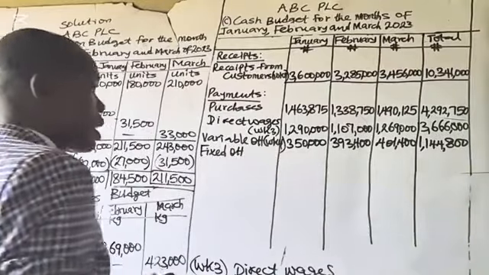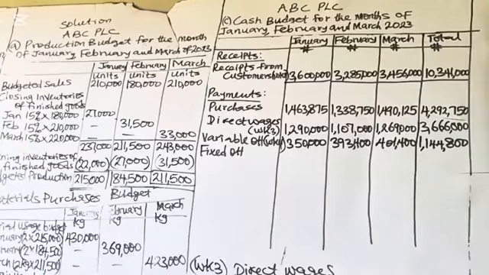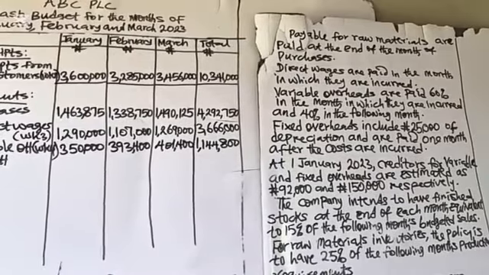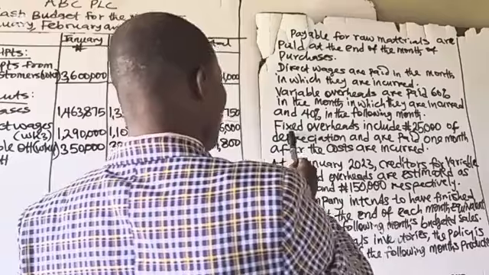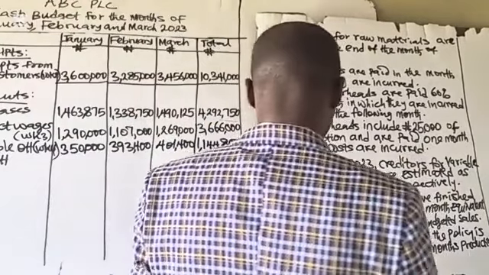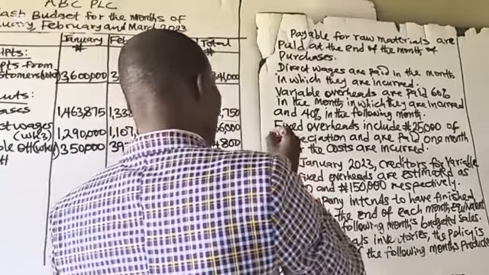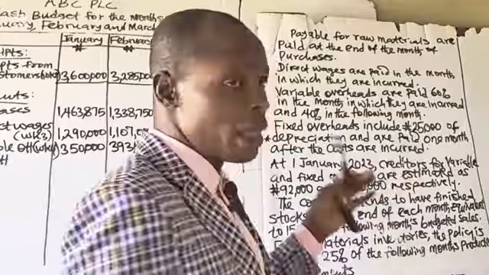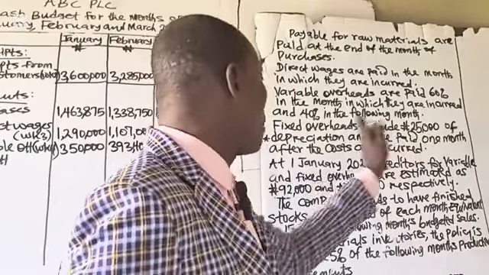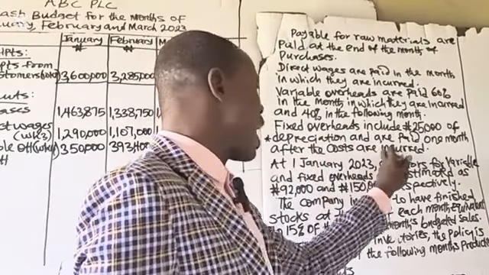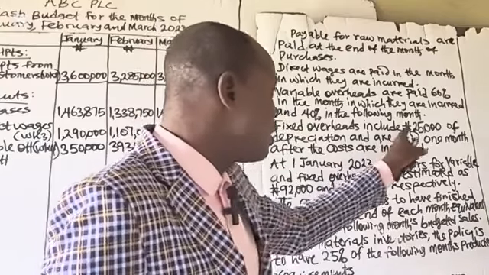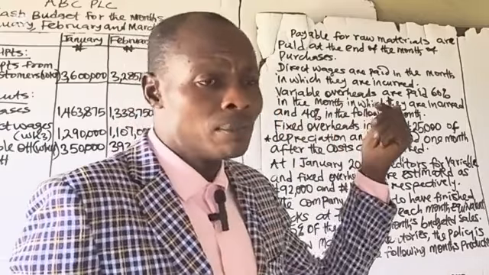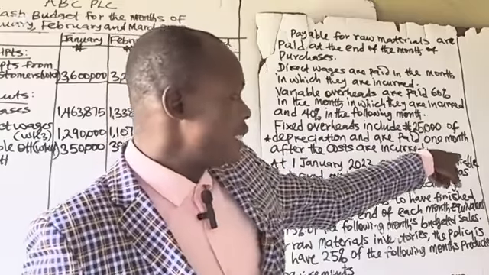After variable overheads, we have fixed overheads. Remember, if you check the note, you were told depreciation of 25,000 naira was included in the fixed overheads. Since depreciation is not a cash flow, you will need to subtract 25,000 naira from the fixed overheads, and they are paid 1 month after the costs are incurred. It means the one for December 2022 is the amount that will be paid in January 2023.